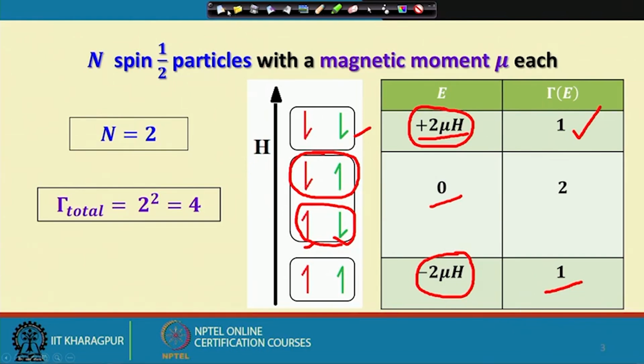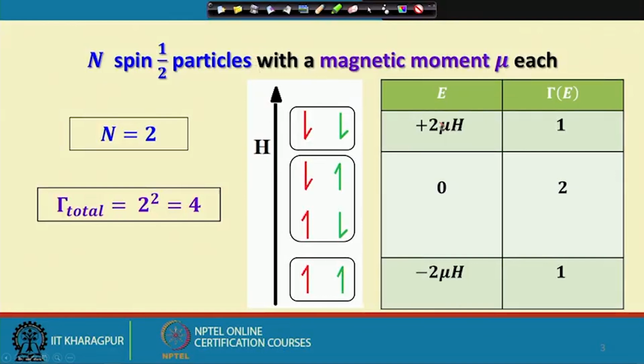Therefore, if we have a look at the microscopic states, even for this very simple system where each particle has only 2 energy states possible at the microscopic level, we find that different values of the total energy of the system comprised of these 2 particles are different. With this energy I have only one microstate, but when the energy is equal to 0, I have a total of 2 microscopic states possible.